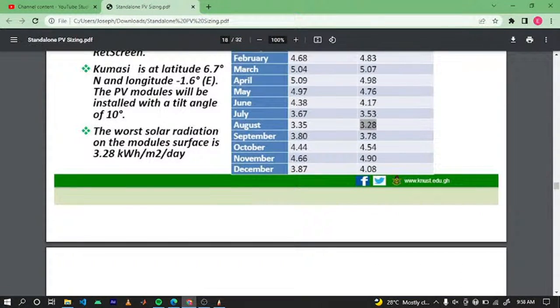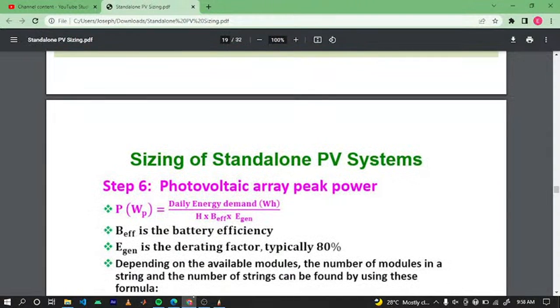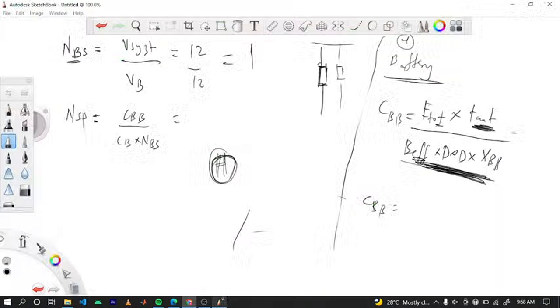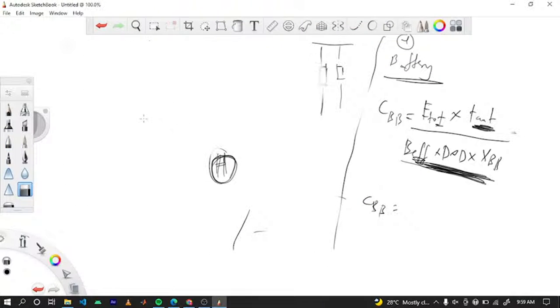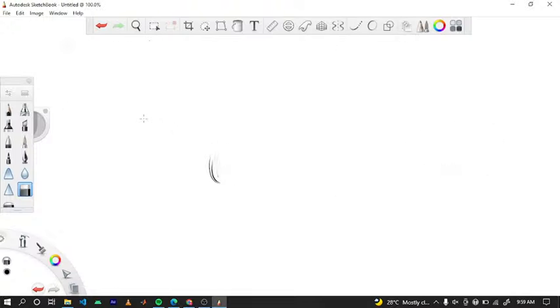So in step 6, now we have our H. Now we can size our PV array. We find our H so that we can find our PV array power. That is given by the daily energy demand over battery efficiency times the rating factor times the H.